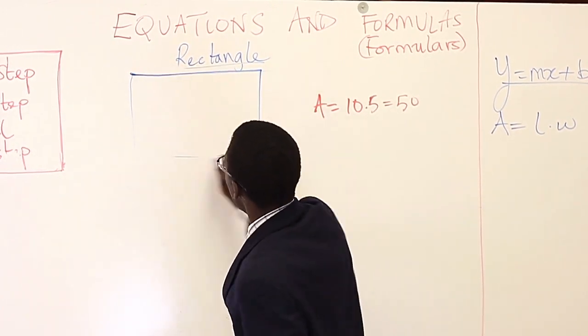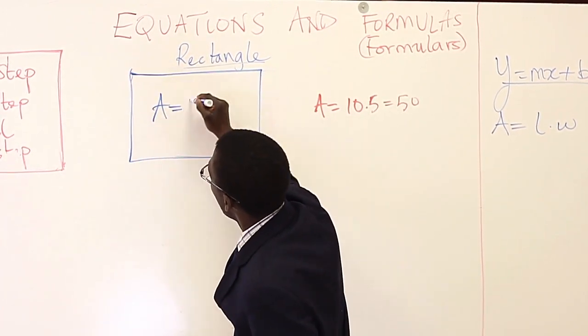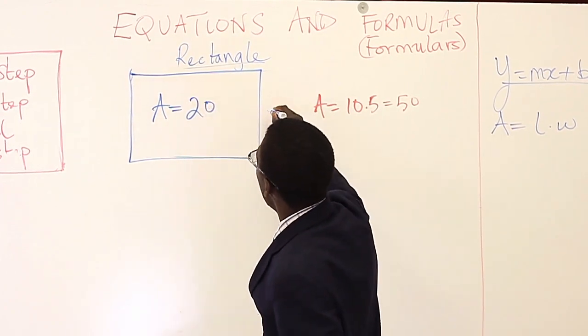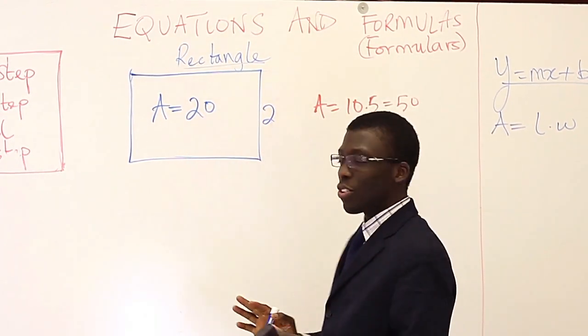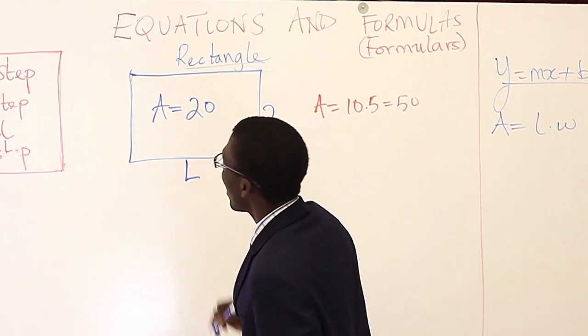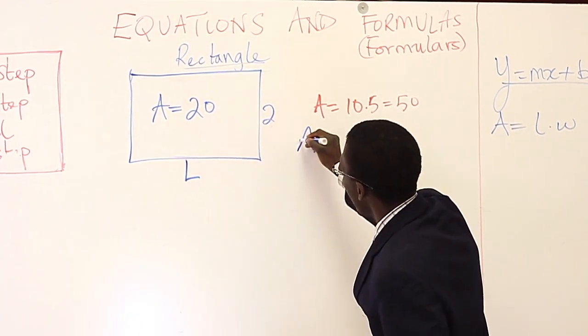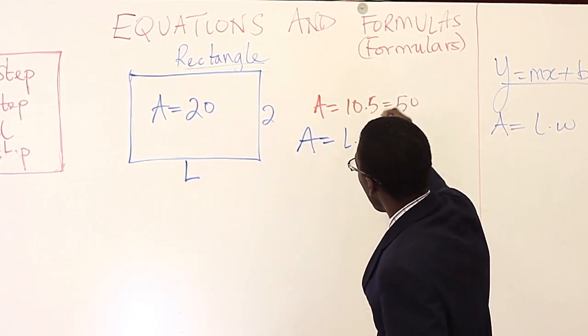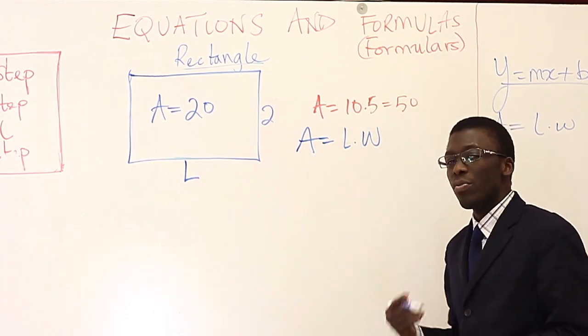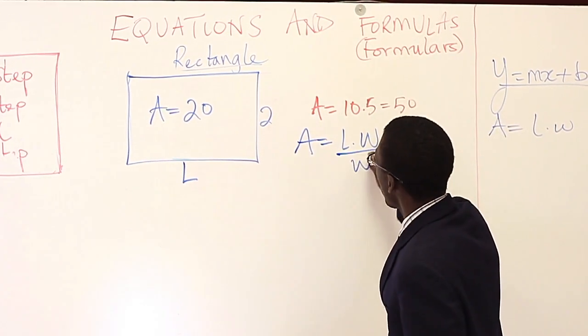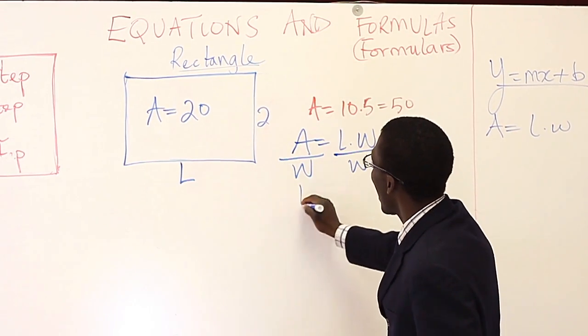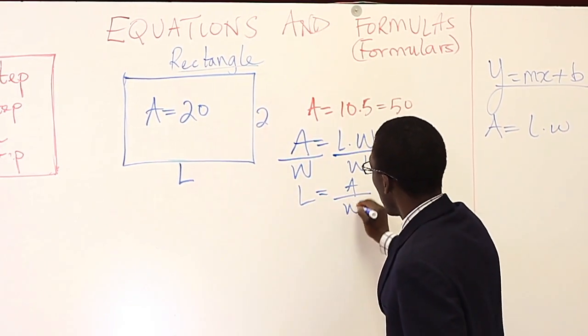But let's say I don't give you the values, and I change that now to just the area. The area is equal to 20, and I tell you that the width is 2. This is not drawn to scale. And I don't know what L is. So then you would write A is equal to L times W. Because you're solving for L, you would divide both sides by W. So L is A over W.